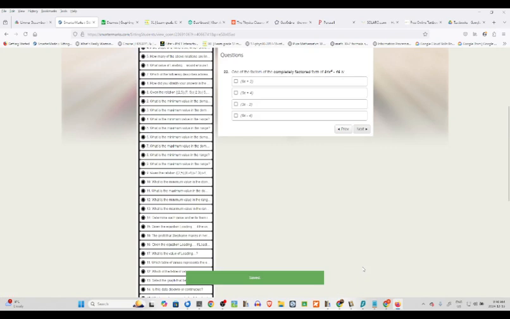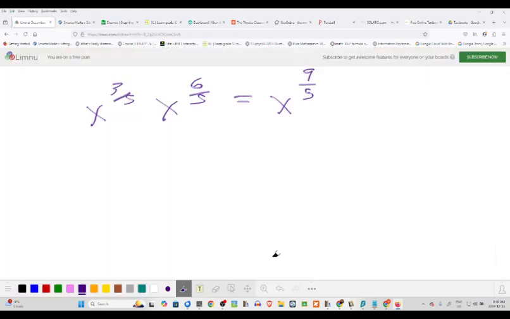Next, one of the factors of the completely factored form of 81x to the 4th minus 16. Well, this is a difference of perfect squares. So 81x to the fourth minus 16. 81 is a perfect square. Even exponent makes it a perfect square. 16 is a perfect square. We have that subtraction sign between them.